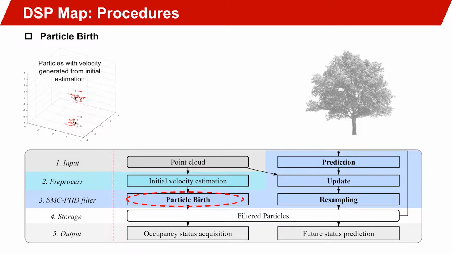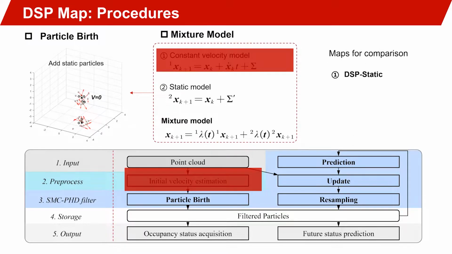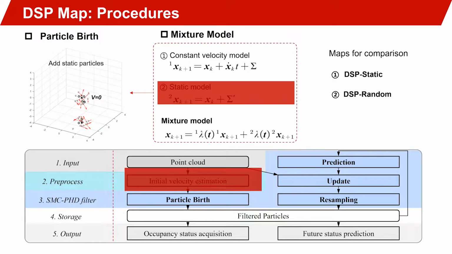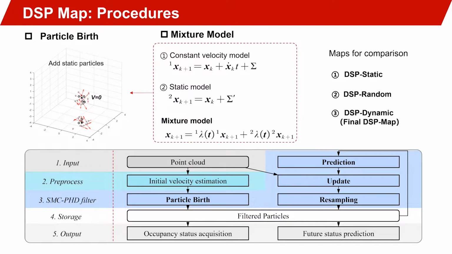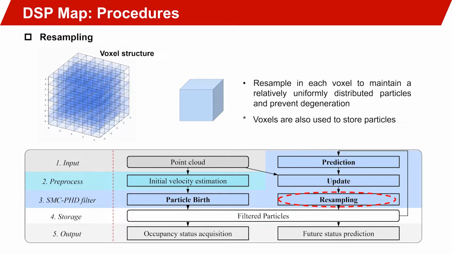We present three forms for our DSP map for comparison purposes. DSP static map considers only static model and can rapidly represent the position of obstacles without considering velocities. The map with random initial particle velocity is also tested and is called DSP random. The map considering initial velocity estimation and mixture model is called DSP dynamic. In the resampling procedure, the map space is divided in voxel subspaces to maintain uniformly distributed particles and prevent degeneration. These voxel subspaces are also used to store particles.